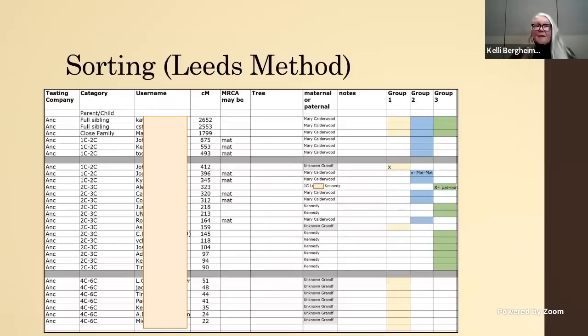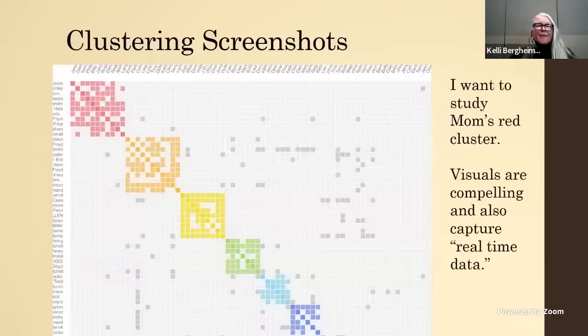For more information about how to use the Leeds method, Dana Leeds has a website, and she does a lot of public speaking. Many of us do presentations on how to do her method as well. Some of you might be familiar with the clustering tools at some of the testing companies. MyHeritage has a clustering tool. GEDmatch has a clustering tool. There also are third-party clustering tools like Genetic Affairs and DNAGEDCOM.com. There are a number of different third-party tools. The clustering screenshots can be really helpful to keep you on track.